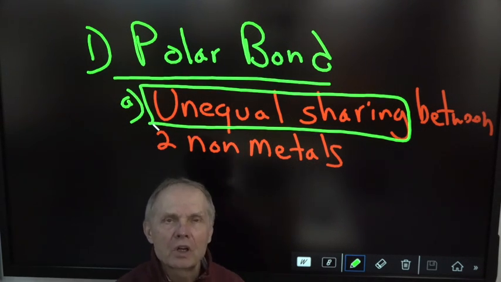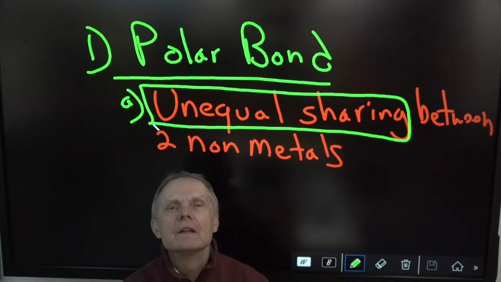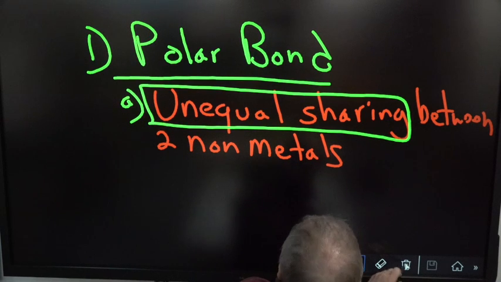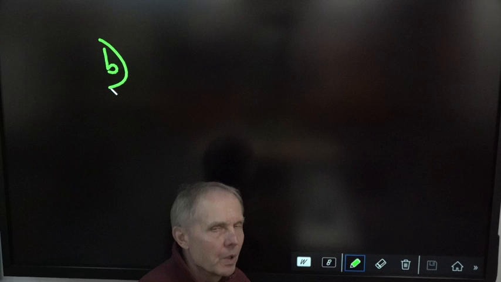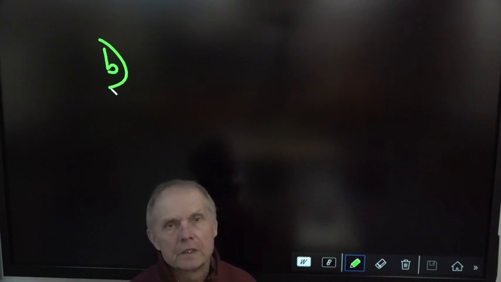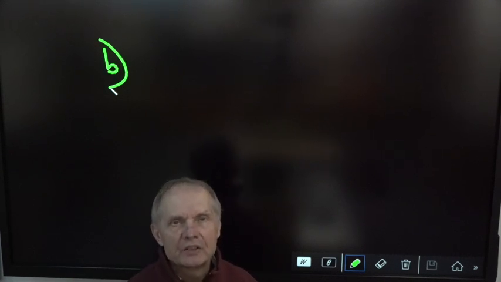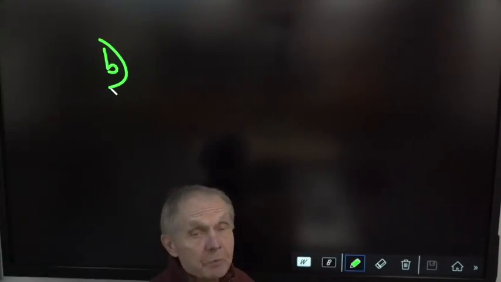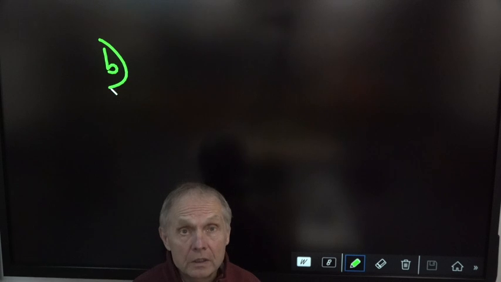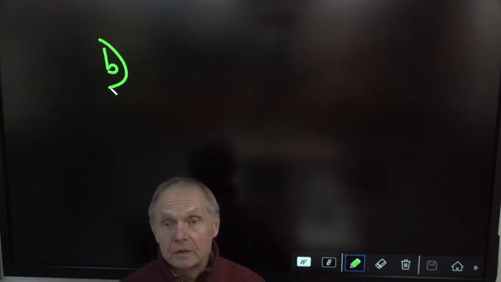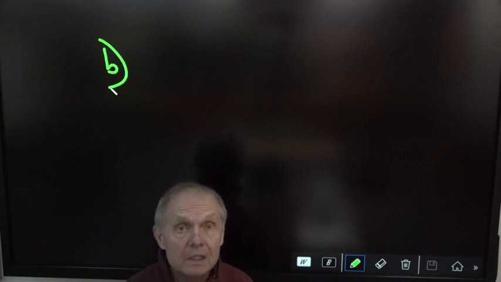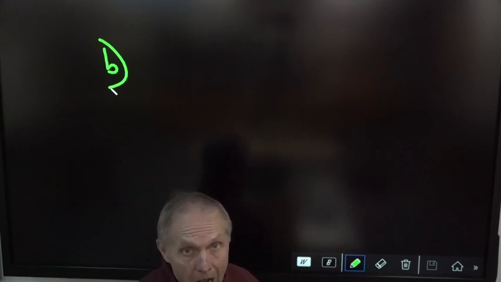So let's go over a couple of them, and then we'll go to the other bond. So let's go to letter B. The number one most important substance that contains polar bonds is water. Since most of our bodies are made up of water, and the Earth is covered 70% by oceans and water, let's electron dot. Now watch this.